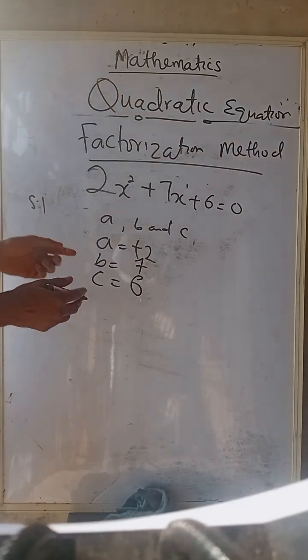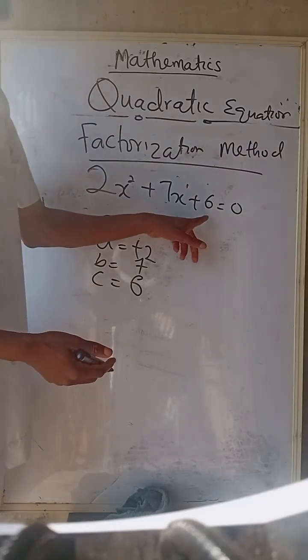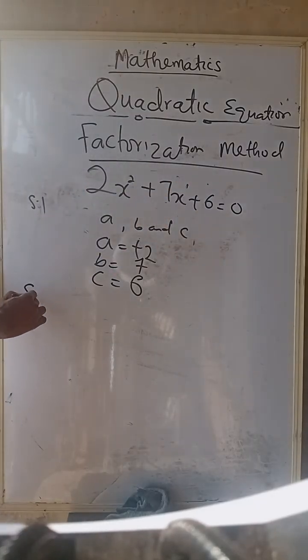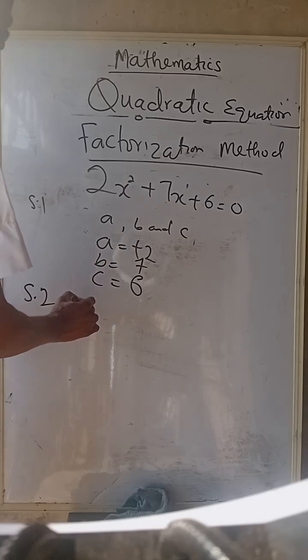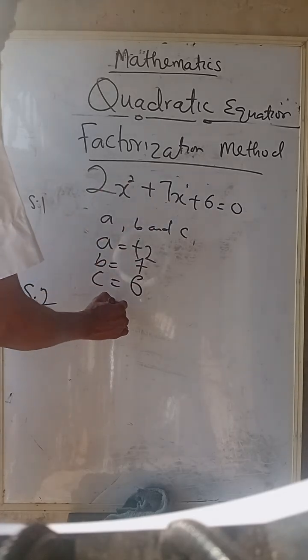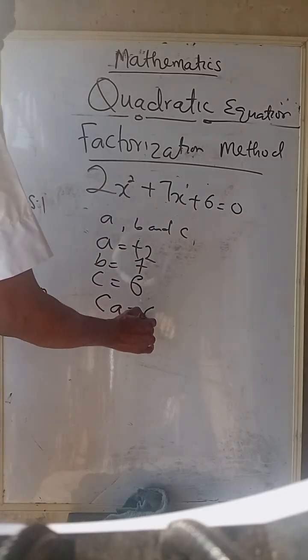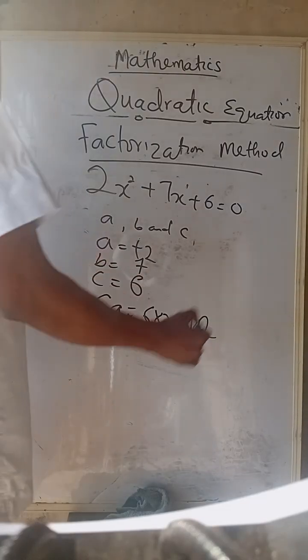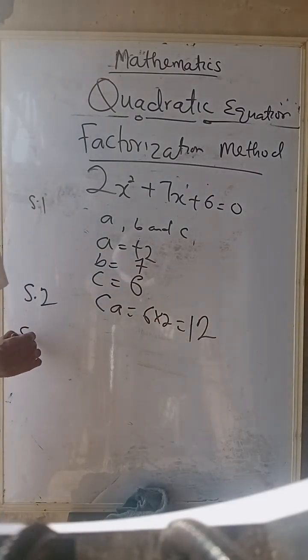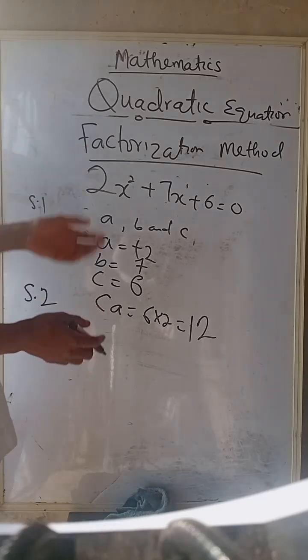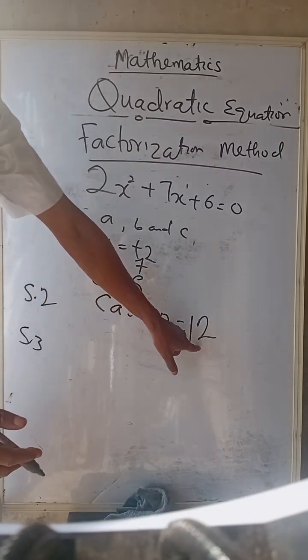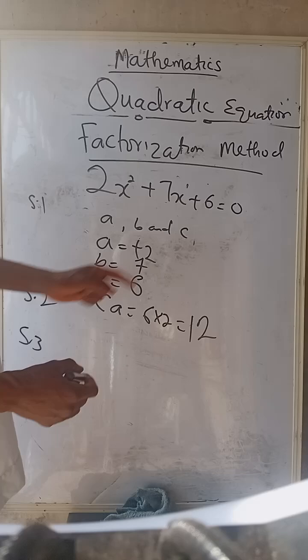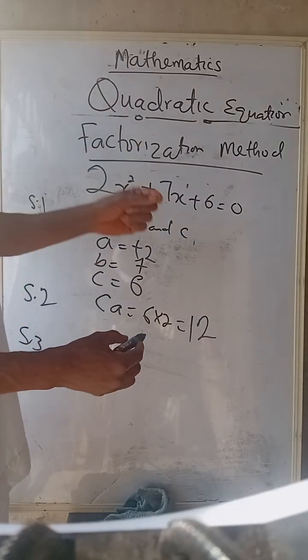Now after identifying your a, your b, and your c, the second step is to multiply, or find, ca. Your c here is 6 and your a is what? 2. So everything is going to give us 12. Step 3. For step 3, this is what you are going to do. You are going to find the multiples, or factors, of 12. That is the factors of ca.